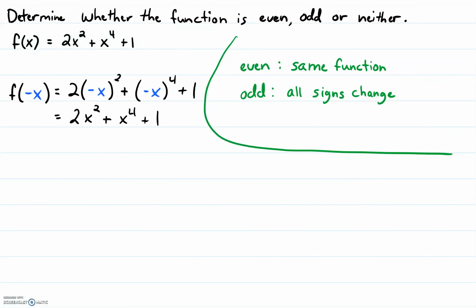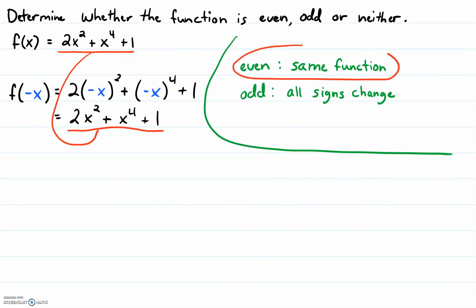That's actually what's going to happen in this case, because our original function was 2x squared plus x to the 4 plus 1, and after we evaluated the function at negative x, we ended up with 2x squared plus x to the 4 plus 1. Since these are the exact same thing, this is going to be an even function. If this is the case, you can automatically say it's not going to be odd and it's not going to be neither, because it's always going to be just one of the three. So in this case, the answer is even.